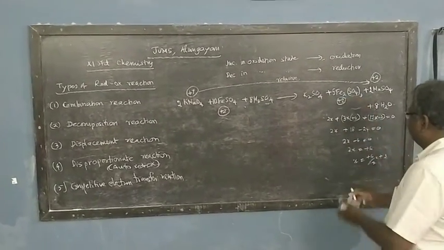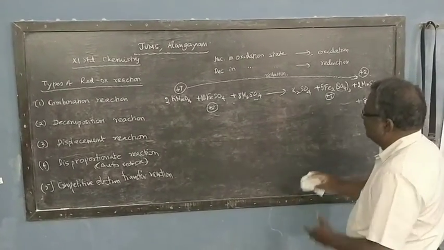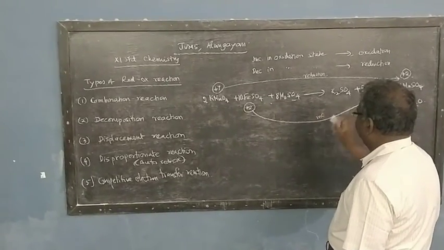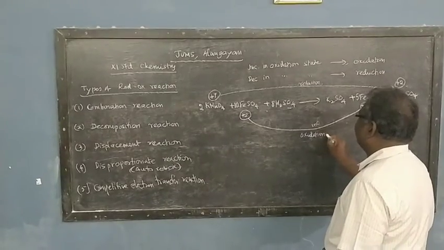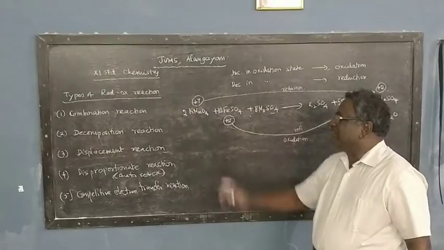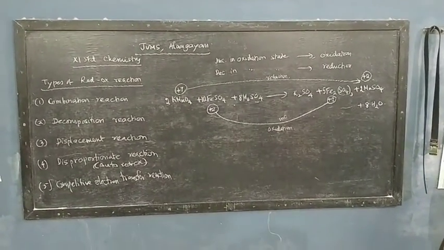So when it is +3, what is obvious? The oxidation number is increasing. It will increase already. Therefore it is what reaction? Oxidation reaction. Therefore oxidation is taking place in iron, reduction is taking place in manganese. So like that we can always find out.